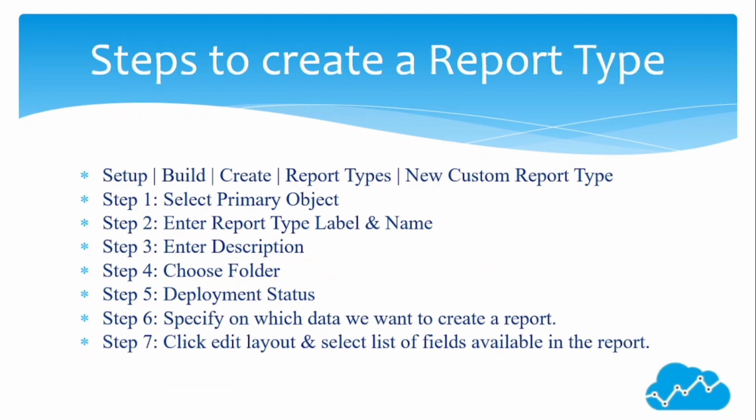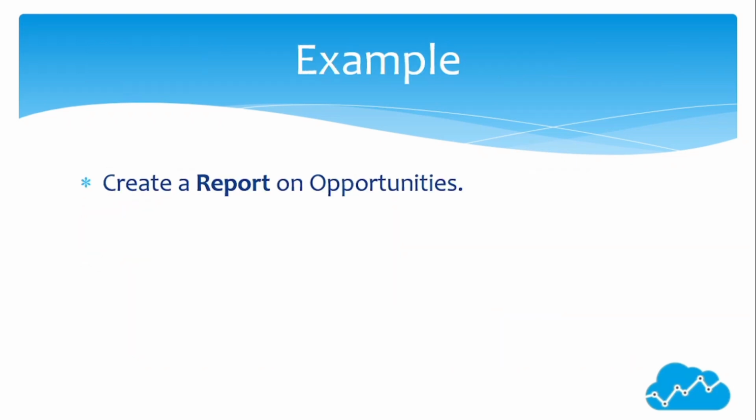Steps to create a report type. Setup, build, create report types, new custom report type. Step 1, select primary object. Step 2, enter report type label and name. Step 3, enter description. Step 4, choose folder. Step 5, deployment status. Step 6, specify on which data we want to create a report. Step 7, click edit layout and select the list of fields available in the report.